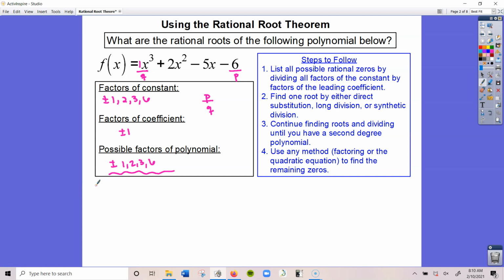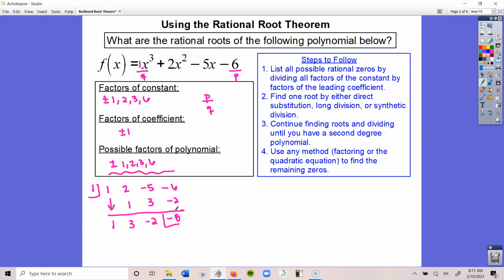So I always go in the same pattern. I'm going to start with positive 1 and see if that works. I write out my coefficients of the polynomial, so 1, 2, negative 5, and negative 6. Bring down the 1. 1 times 1 is 1. This is 3. 3 times 1 is 3. Negative 5 plus 3 is negative 2. Negative 2 times 1 is negative 2. And I get here a remainder of negative 8.